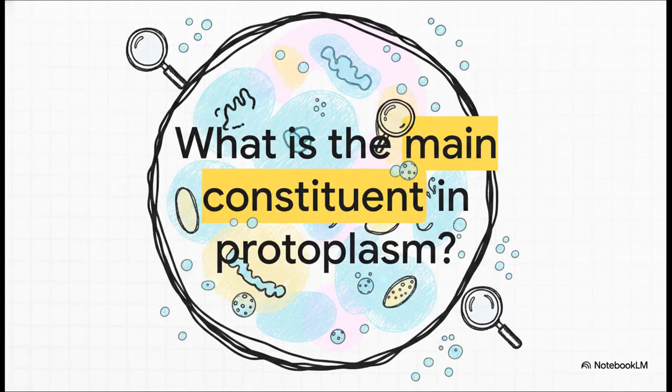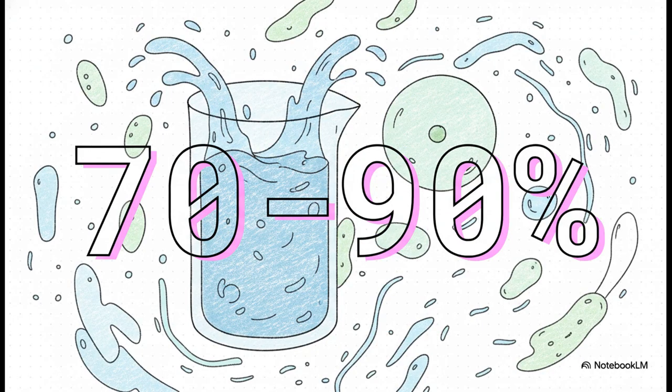Let's test another one. What is the main constituent in the protoplasm of a cell? Now, this one is designed to test your memory on the proportions and that physical scale we just went over. Boom, 70 to 90% water. Try to lock in the visual memory of that massive slice from the chart earlier. It is all about grasping that volume and scale.